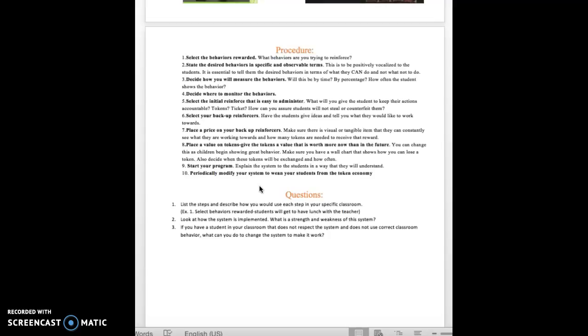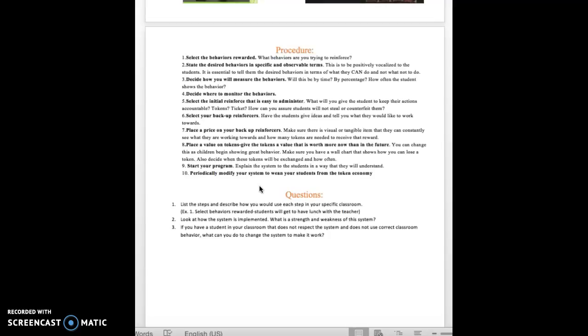Number 7, place a prize on your backup reinforcer. So make sure that there's a visible or a tangible item that they can constantly look back and see what they are working towards and how many tokens are needed to receive that award. So if you're giving them a piece of candy for every time they earn 3 tokens, then you need to have that written out in your classroom for the students to see.